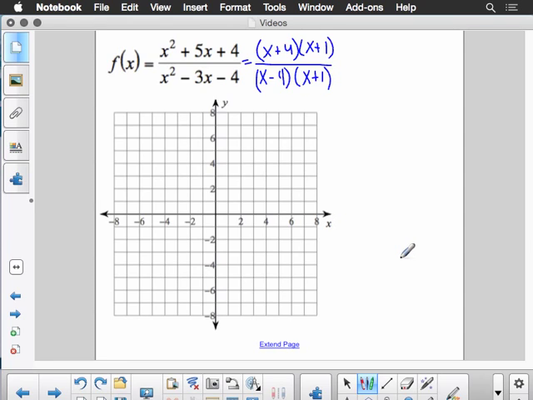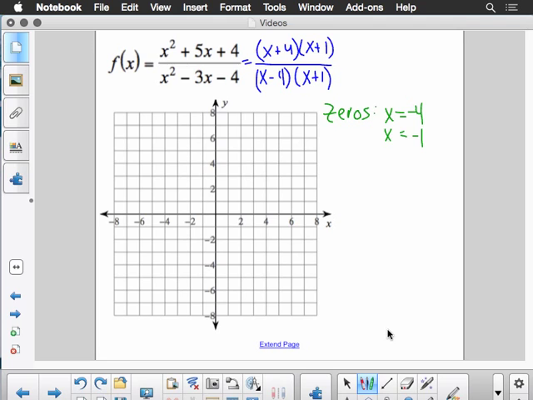Now, we had to find several items. So we have to look for zeros, and you take your zeros from the numerator. I set each of those equal to 0: x + 4 = 0, x + 1 = 0. So I'm going to have zeros at x = -4 and x = -1. I literally just took each set of parentheses and set them equal to 0. I don't have a lot of space on here, so I'm not going to write that out, but that's what I did.